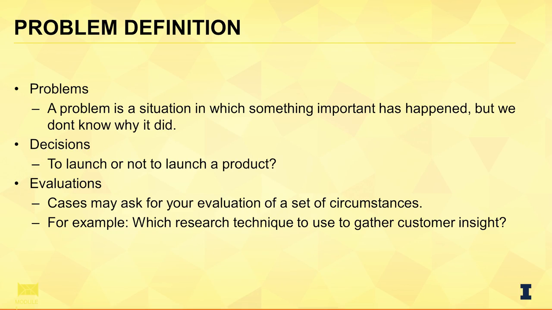So when we talk about defining the problem, a problem can exist in three different contexts. One, a problem is a situation in which something important has to happen, but we don't know why it happened. So that problem may exist because of other issues that led to the problem. Another issue that relates to problem definition is to launch or not launch a product. Say we're at that stage of a product development process, but we still need to decide, should we launch the product today? Should we delay it? Or should we kill the whole product? That's more of a decision-based problem.